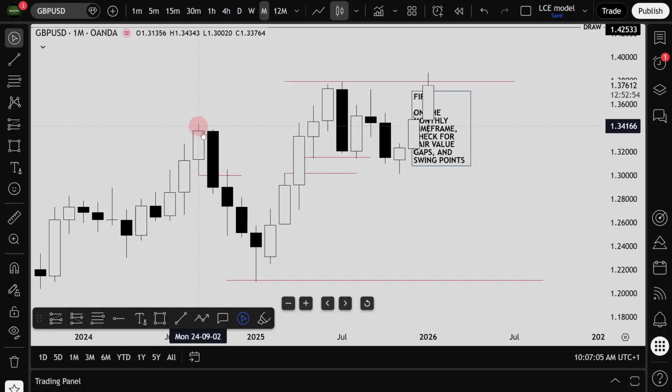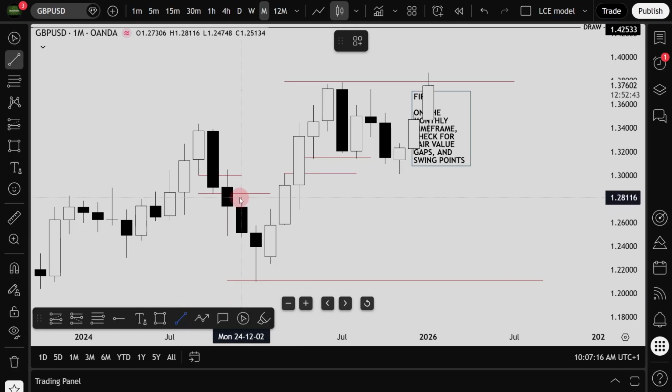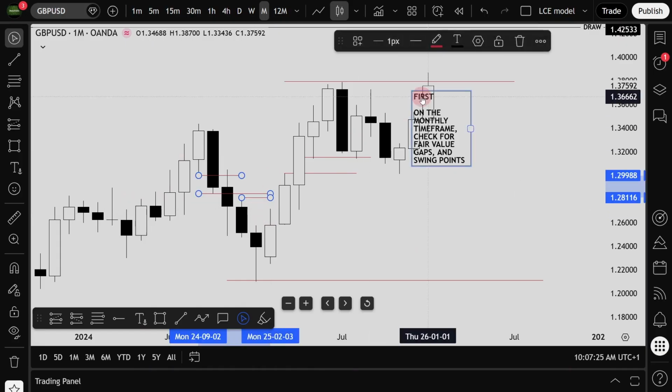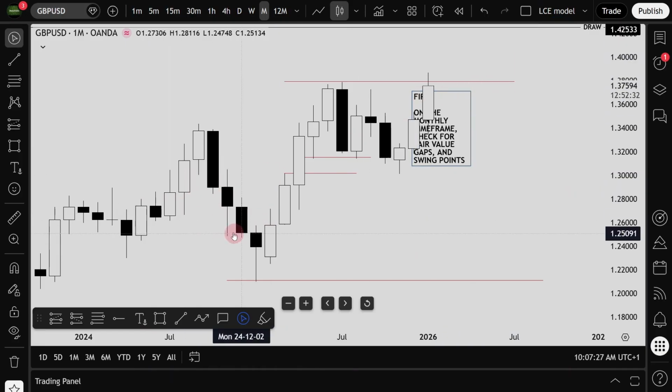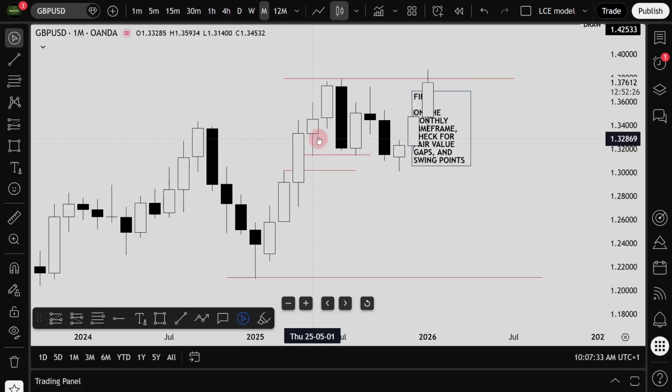When a leg or a move is void of fair value gaps, when a move does not have fair value gaps in it, it is called a liquidity leg. Now this has a very tiny fair value gap over here, but you can see that it is very tiny, almost invisible. All right, let me take that out. I believe you now understand the concept of fair value gaps. 3 candles, 1, 2, 3. After the third close, you will check if the first candle high and the last candle low, in a bullish scenario, are overlapping. If it overlaps, there is no fair value gap. You are looking for a gap to be created.